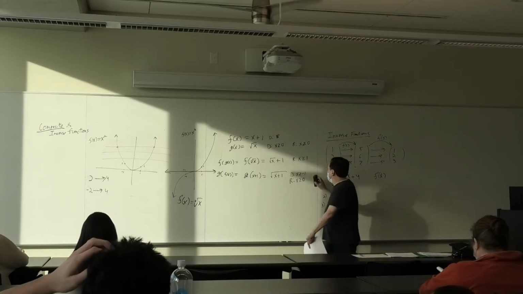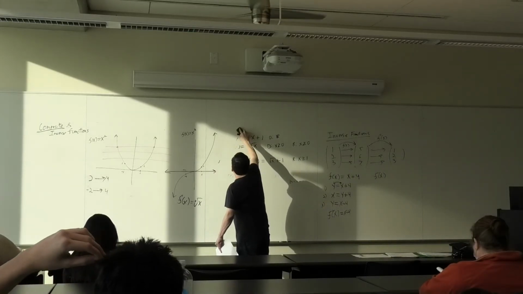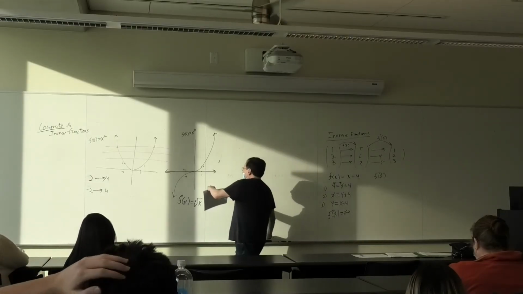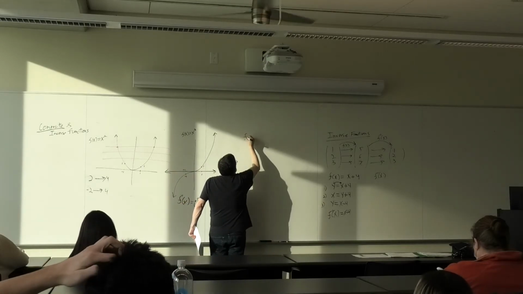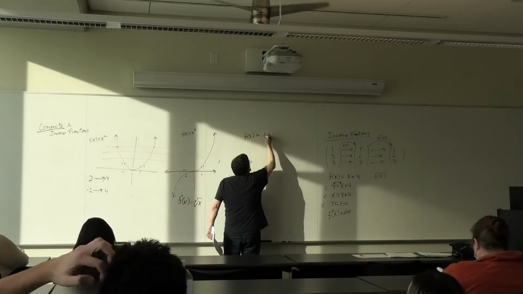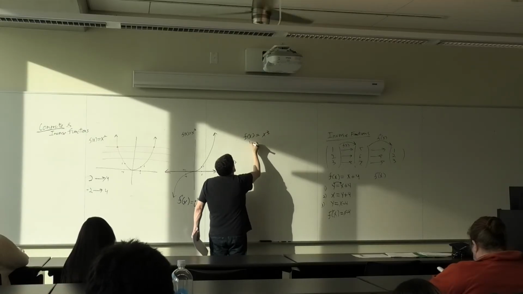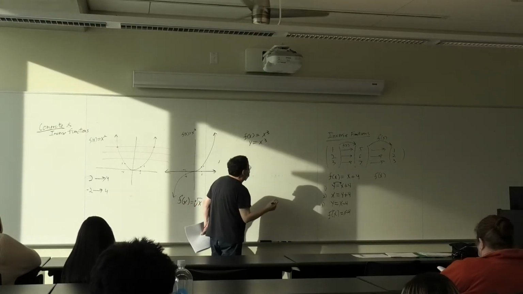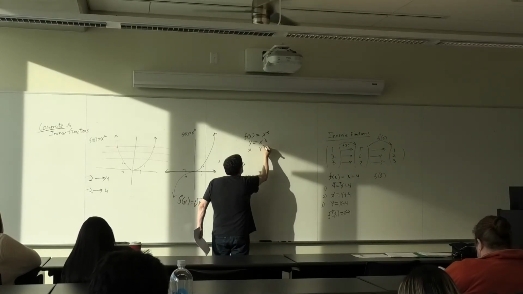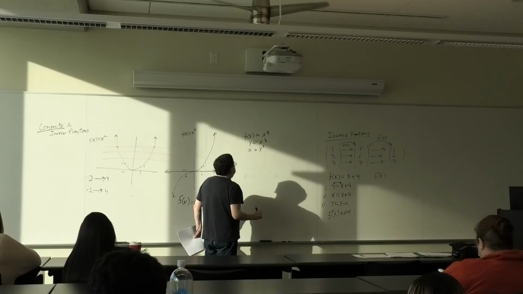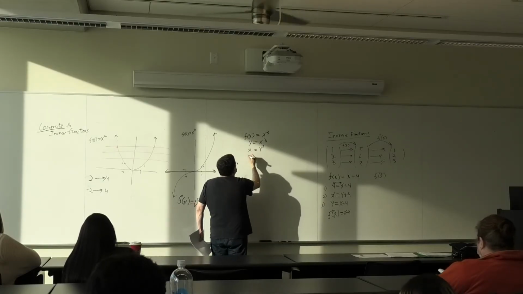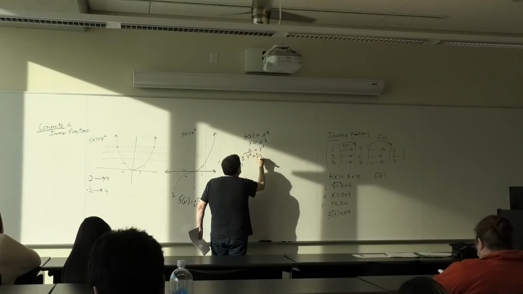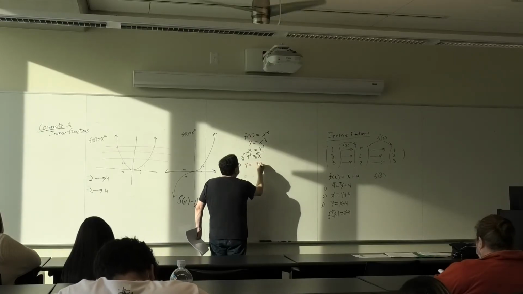Let's see how that works with this function here. f of x equals x cubed. All right, so y equals x cubed. I'm going to switch x and y. And now I'm going to solve for y. So y cubed equals x. I find the cube root of both sides. y equals the cube root of x.